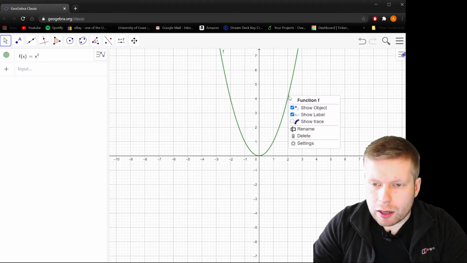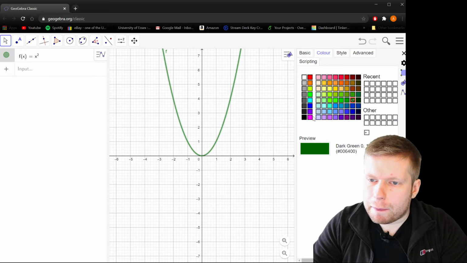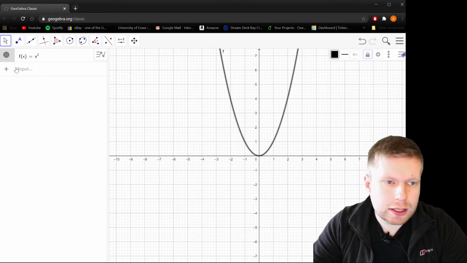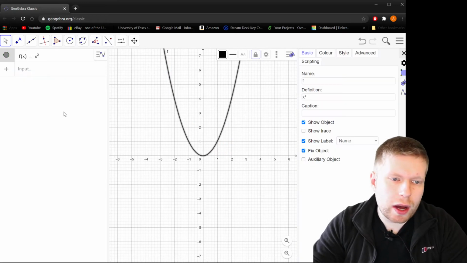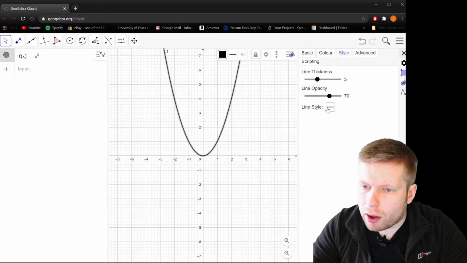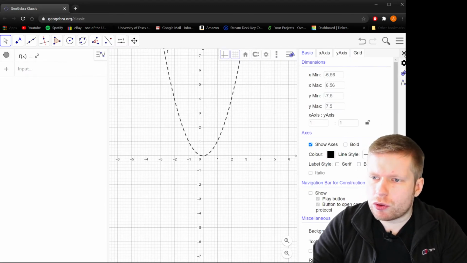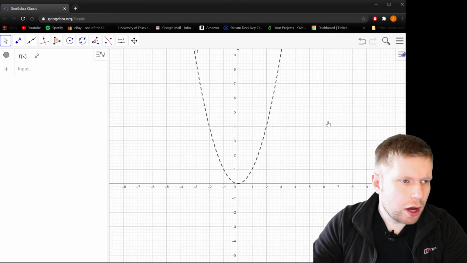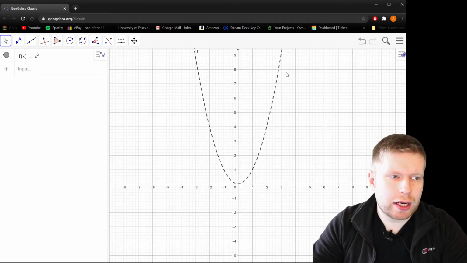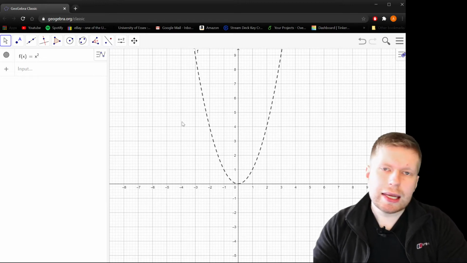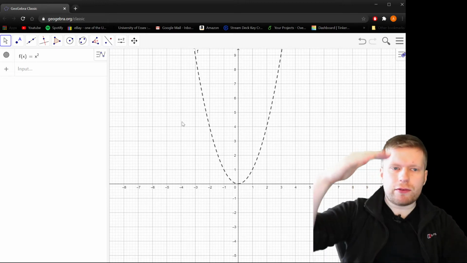And I've got that in green. I'm just going to change the color and make that black. And in fact, what I might do as well is change the style of the line to dotted, just to show that it is the original graph that we are working with. So there you go. I've got the original graph there on the screen in a black dotted line. Now let's see what happens if I shift it vertically.